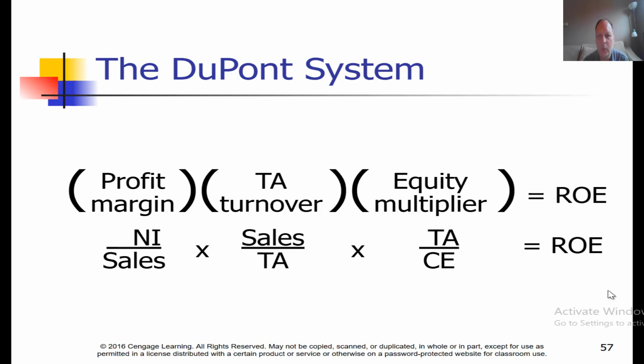So if we look at the DuPont equation here, we see ROE is net income over common equity. The sales cancel out and the total assets cancel out. But this allows us to split up and say, how is our company doing compared to other companies on profit margin, total asset turnover, and leverage?